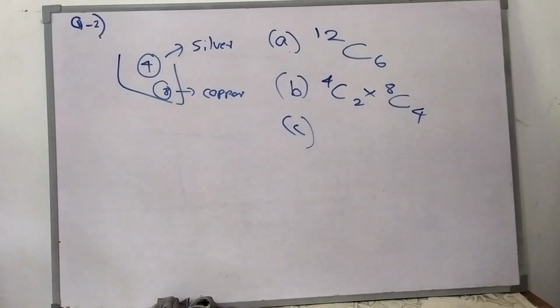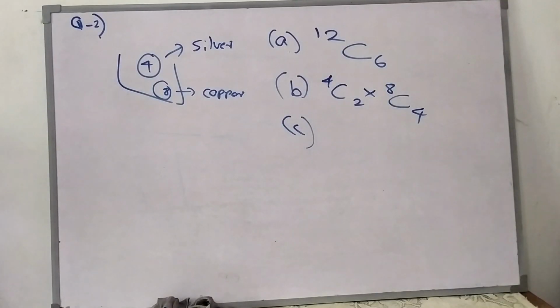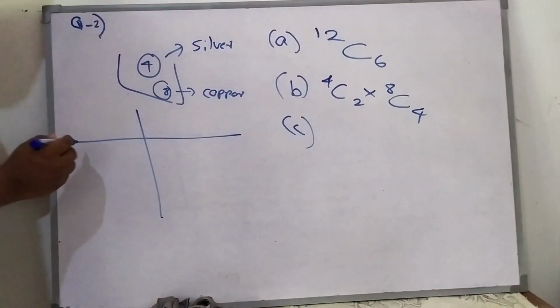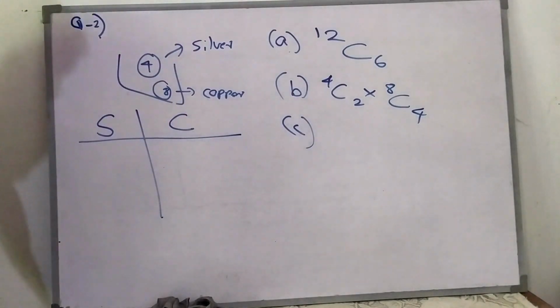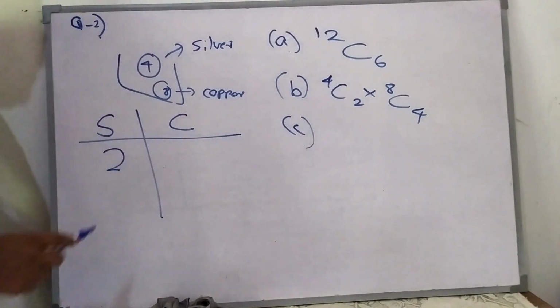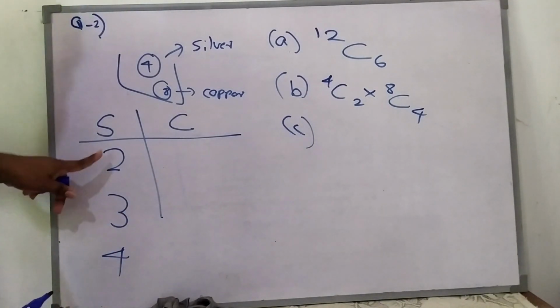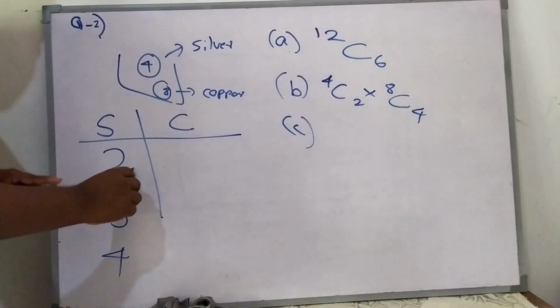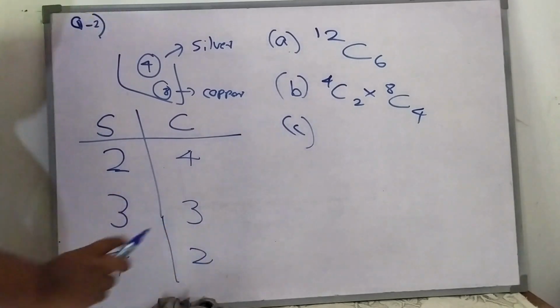How many of these selections contain at least 2 silver coins? So at least and exactly mean 2 different scenarios, right? Exactly means we have only 2, but at least means it can be 2, 3, 4 likewise. So I'm just making a table. This is our silver, this is our copper. The silver means we had at least 2, so silver can be 2, silver can be 3, silver can be 4. If you select silver as 2, then the other one should be 4. If it is 3, then this is 3. If it is 4, this is 2.